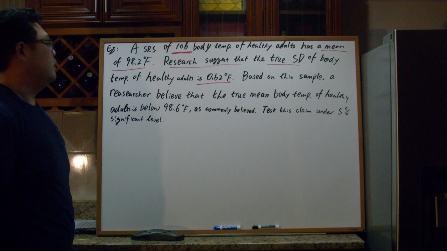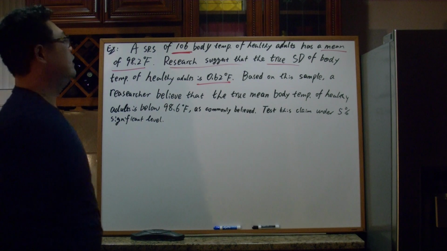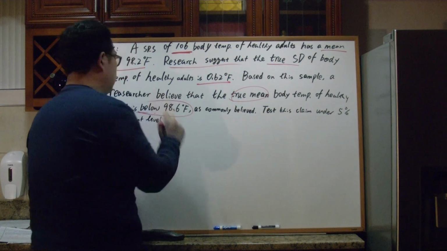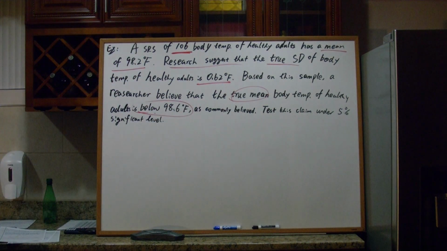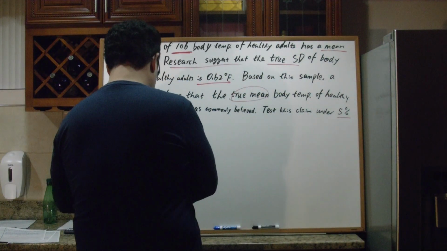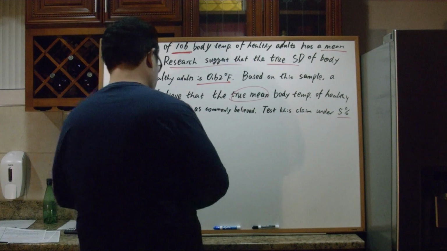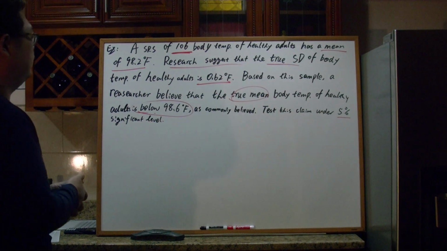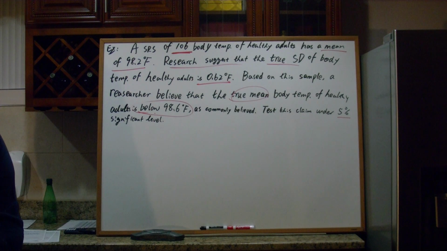Based on this sample, a researcher believes that the true mean, which is the population mean, is below 98.6 degrees Fahrenheit, as commonly believed. And we test the claim under the 5% significance level. So that is what we're asking.